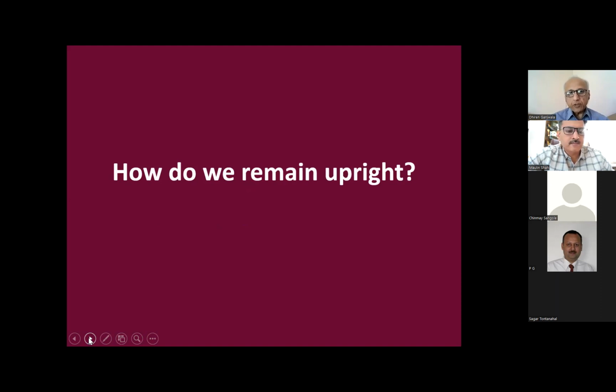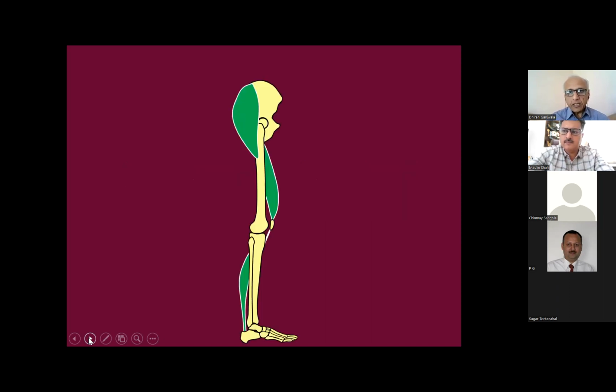Let's move to the most important point, and this is very important for us to understand how to treat this patient. The first question we need to ask is, how do we remain upright? This question is very important because crouch is considered to be a failure of the mechanisms which help us remain upright. In our body, there are three groups of muscles working together to keep us upright.